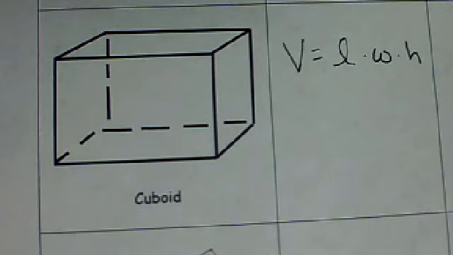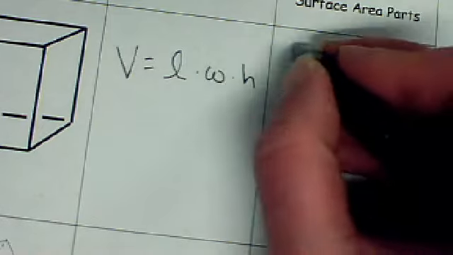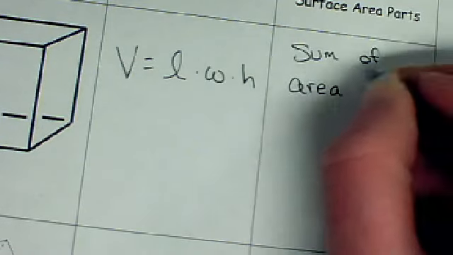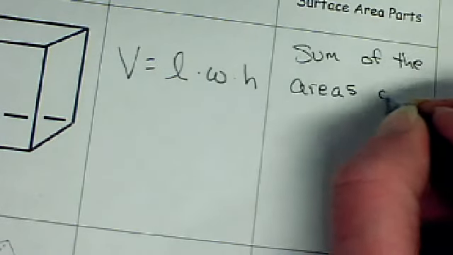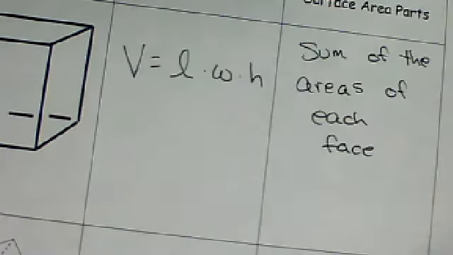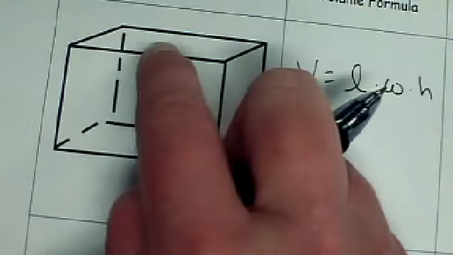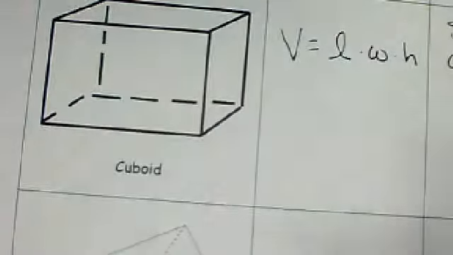And how would you find the surface area? Well, surface area is the sum of the areas of each face. There's not really a formula. I know Tax and Star put a formula on the formula chart. There's not really. You find the area of that side, that side, that side, that side, and add them all up.